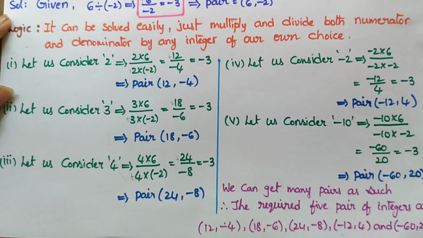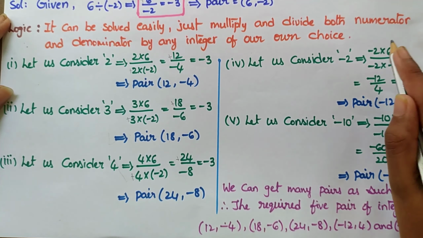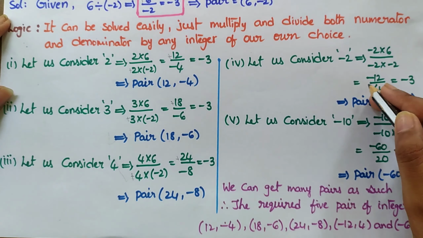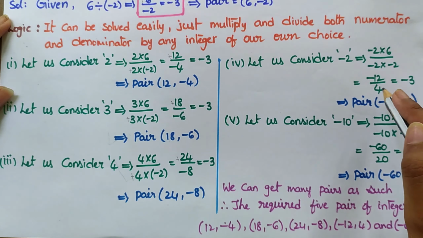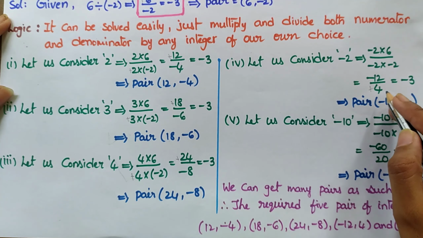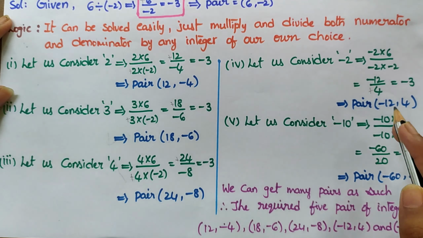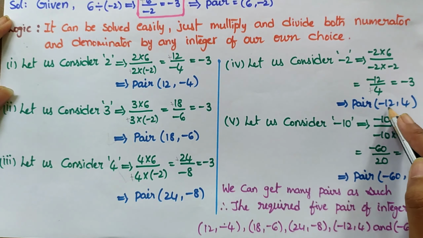See here, so minus 2 into 6. Minus 2 into 6 is minus 12 by minus 2 into minus 2 is plus 4. So minus 12 by 4 can be written as plus 4. So minus by plus is minus. So 4 1s are 4, 4 3s are 12. So it is minus 3. Therefore the pair is minus 12 comma 4 can be written as plus 4. It is 4. So the pair is minus 12 comma 4.